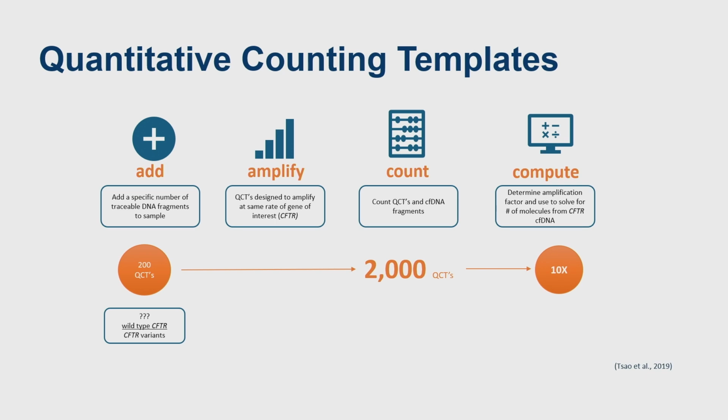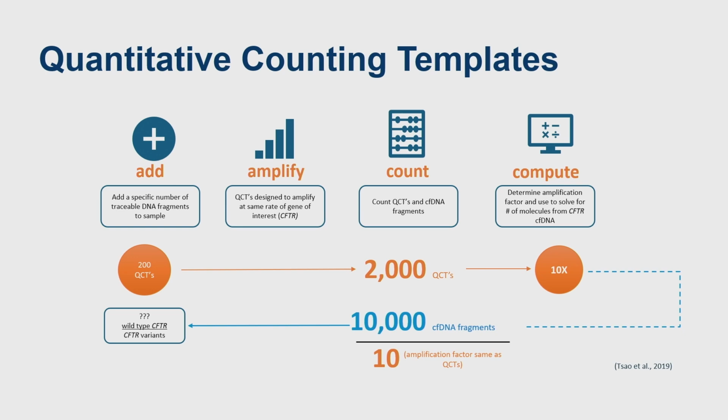If you start with 200 QCTs, you add that to your sample and you know you added 200 QCTs. At the end of your reaction, you end up with 2,000 QCTs. When you do your math, which I triple checked that this was 10x, but if I'm wrong, please let me know, the amplification factor is 10x. So that's telling me whatever I ended up with for my CFTR fragments, let's say 10,000, for example, I know that that was multiplied by 10 times because those QCTs multiply at the same rate as those CFTR genes. And so when I finish out this math equation, I end up with 1,000 CFTR fragments.